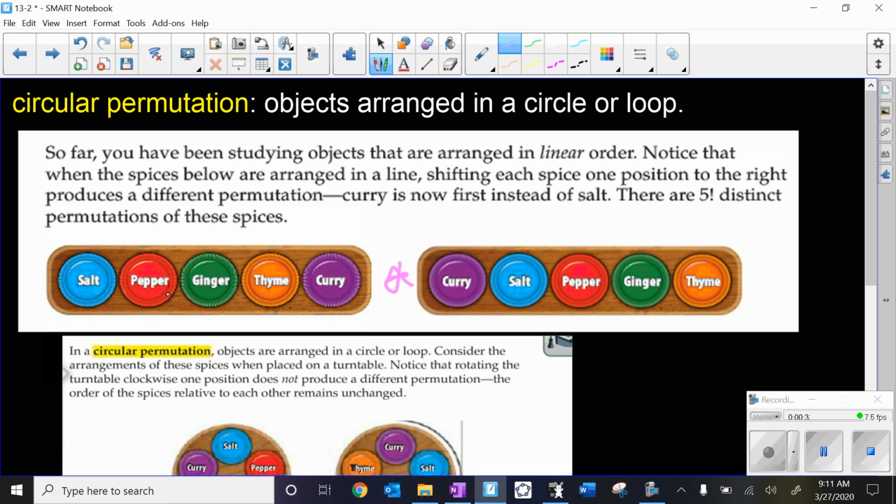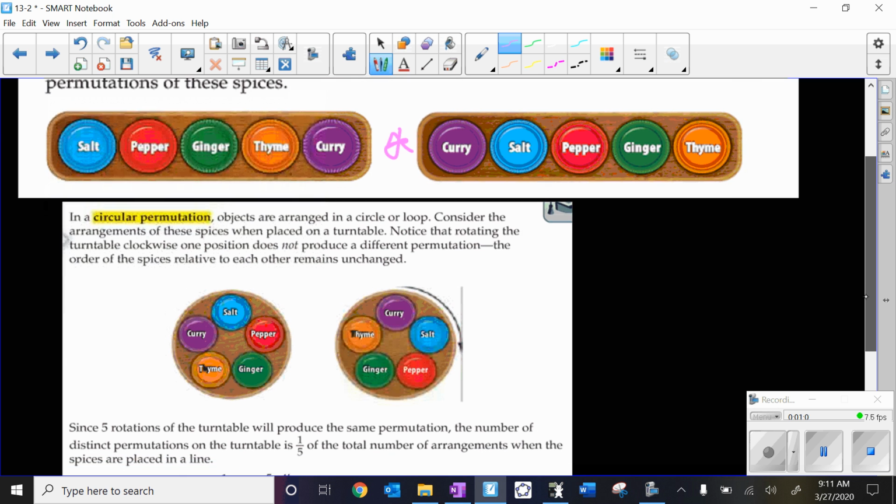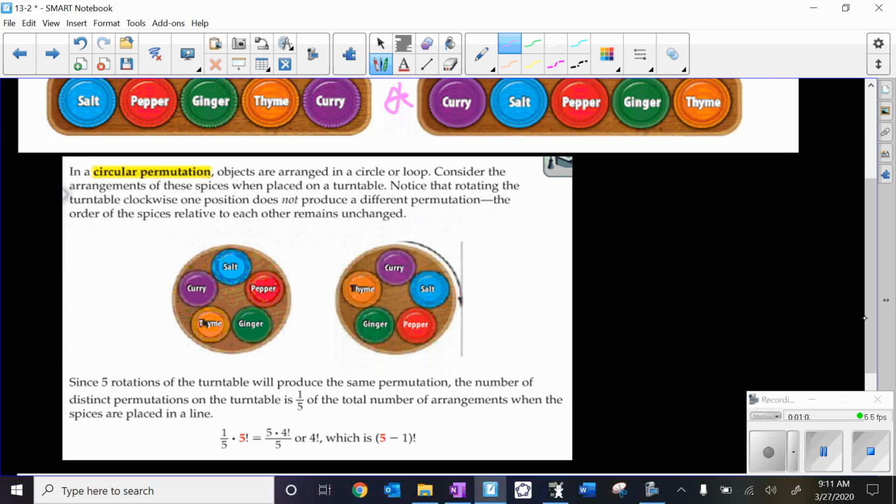This one starts with salt, then goes pepper, and so on, all the way down to curry. If I look here, it looks like everything was just shifted one to the right from my original one over here at the left. When I do that in terms of a linear permutation, that actually changes my entire permutation. It's a completely different scenario. However, if I arrange them in a circular order, like so, now it's really not any different.